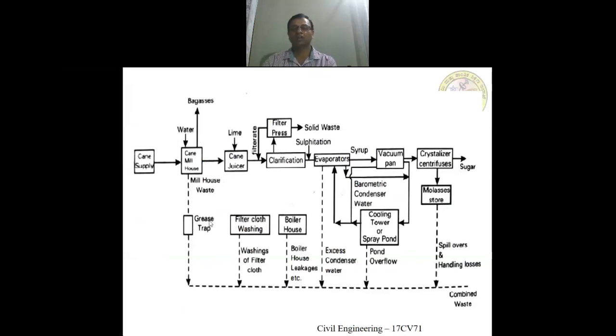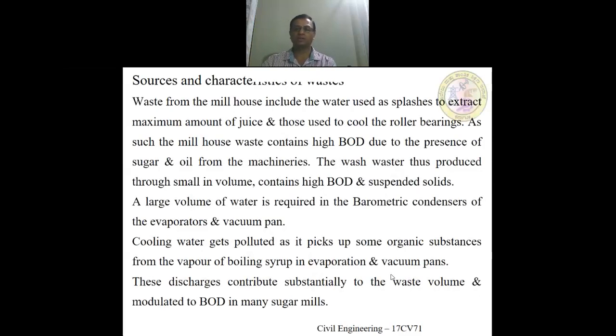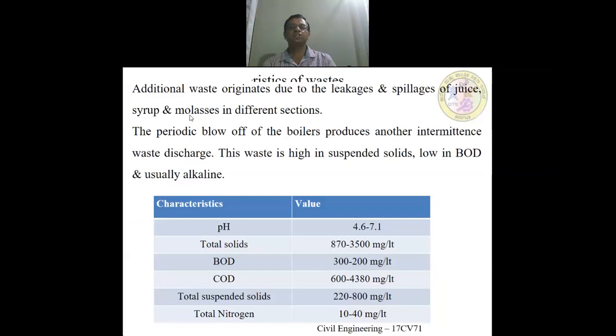From the washing of rollers, you get some amount of water where you will observe grease and oil. Then filter cloth washing, you get a sufficient amount of BOD, and boiler house leakage gives some suspended solids. Evaporators, with excess condenser cooling, give wastewater, and pond overflow as well. During crystallization and centrifugation, you get a sufficient amount of wastewater. This has to be treated.